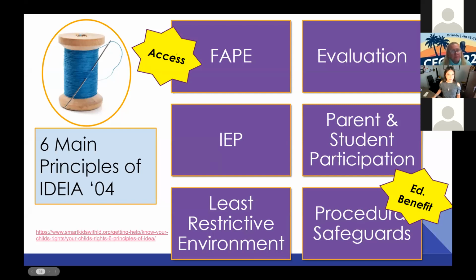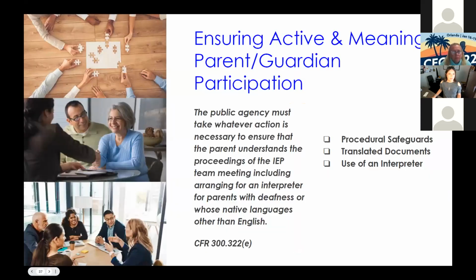So now when we involve parent participation and procedural safeguards in ensuring active and meaningful parent and guardian participation, we know that the public agency must take whatever action is necessary to ensure meaningful participation. And this includes arranging for an interpreter for parents with deafness or those whose native languages may be other than English. And this also will allow the parent to participate fully in placement decisions.